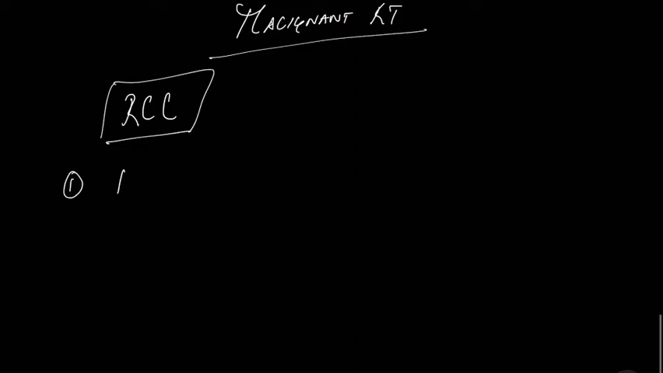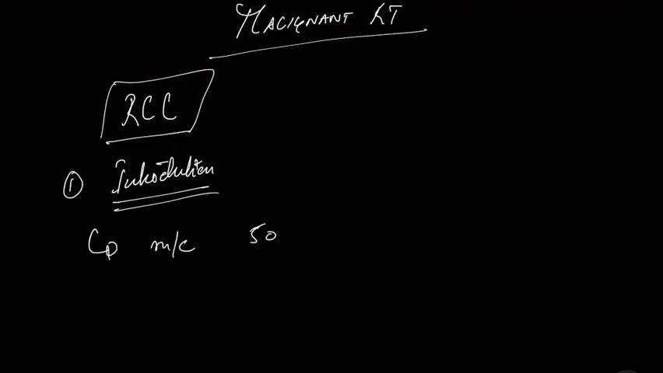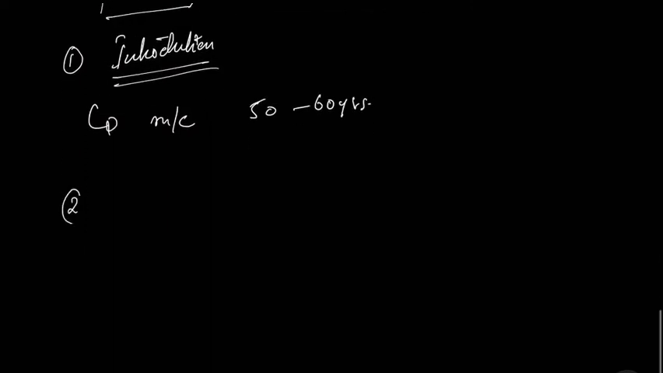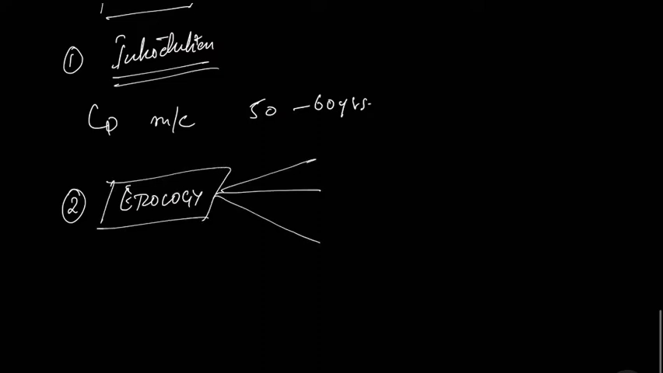Alright, so let's start with the introduction. So under the introduction, we'll be reading about the incidence. So your RCC is more common in the age group of your 50 to 60 years. Alright, so that we'll start with the etiology. So under etiology, we'll be starting under 3 headings. One is your sporadic causes, your syndromic causes, and certain other factors.